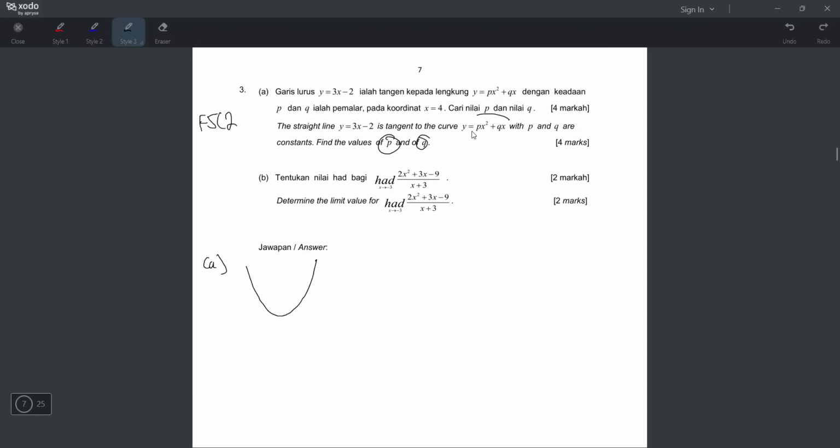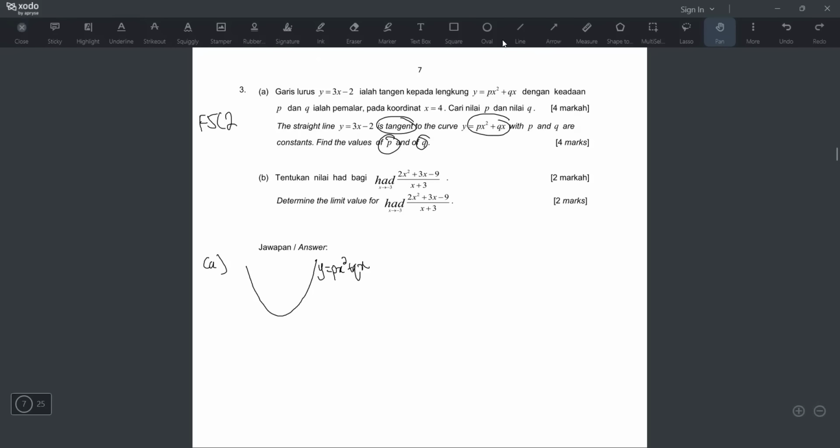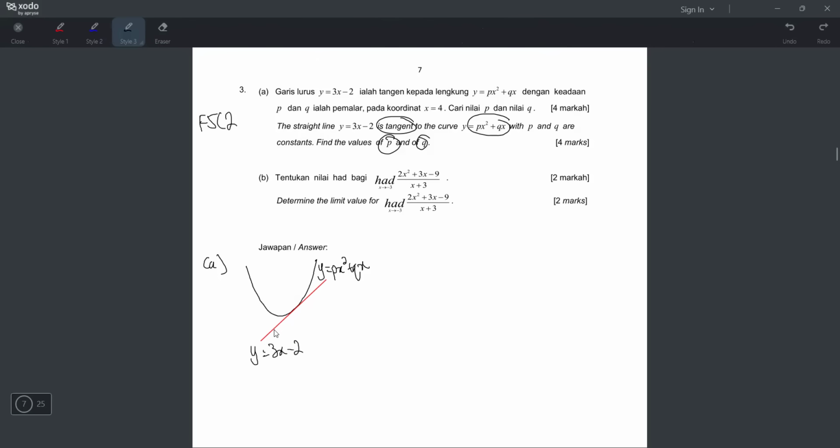So the curve equation is this. I'm going to write it, y equals px squared plus qx. And they say there is a straight line, y equals 3x minus 2, is the tangent to the curve. Tangent means the line will only touch the curve at one point. And since the gradient is positive, the line must be going up, so it will be like this. It's just a diagram. So y equals 3x minus 2, as we can see, the red line gradient is 3. The gradient of the tangent is 3.